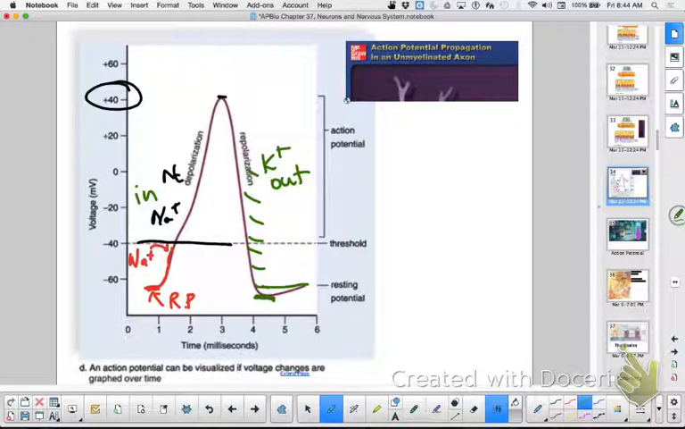That cost energy. Okay. The inside becomes temporarily positive, which triggers the next neighboring sodium gate, and so on and so on and so on. This reversal of charge along the length of the neuron, little letter i, is called the impulse. It gets the message from one end of the neuron to the other end.